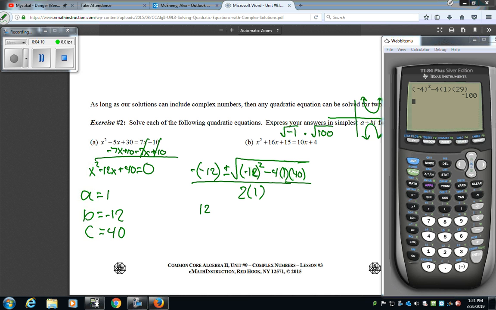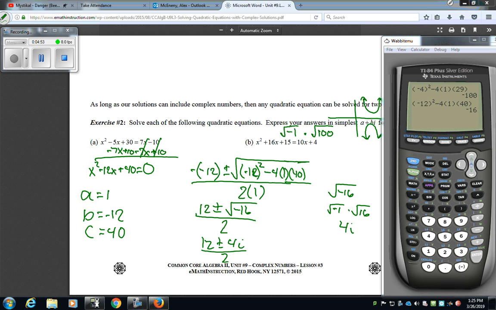So I have 12 in the first part. Now I'm going to go ahead and type that in my calculator. So I got -12 squared minus 4 times 1 times 40. So we have -16. And that's all going to be over 2. So again, the radical of -16 is going to be -1 times 16, which in this case would be 4i. So this is going to be 12 plus or minus 4i over 2.